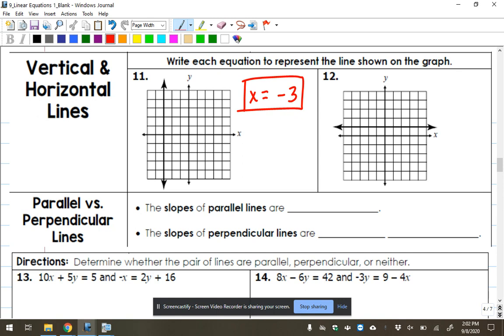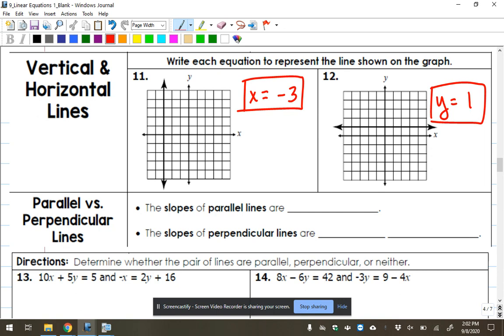On number 12 there, we got this horizontal line right here. What's the y value that it crosses at? 1. Y equals 1. Easy stuff. But it's a memorized fact. There's really no trick to it, no calculating to do. It's a memorized fact. All right?